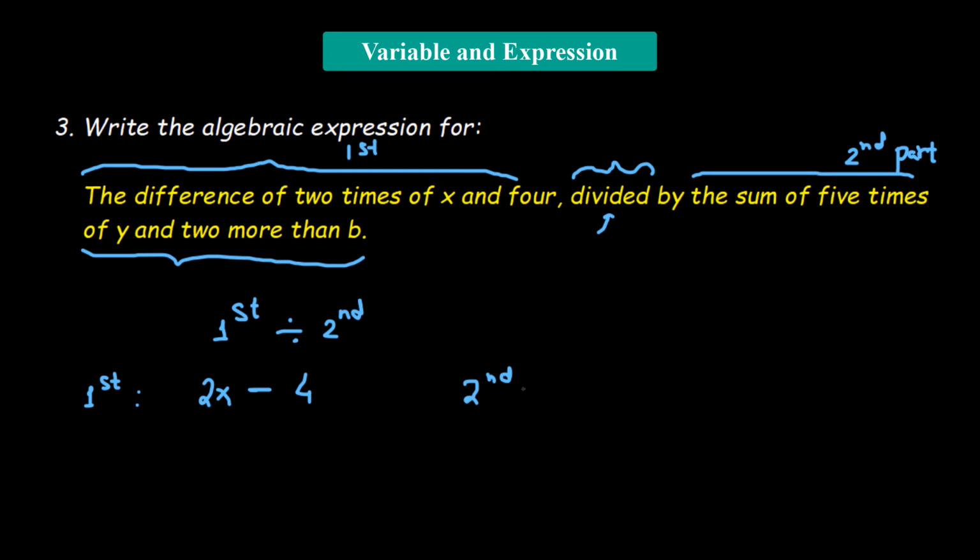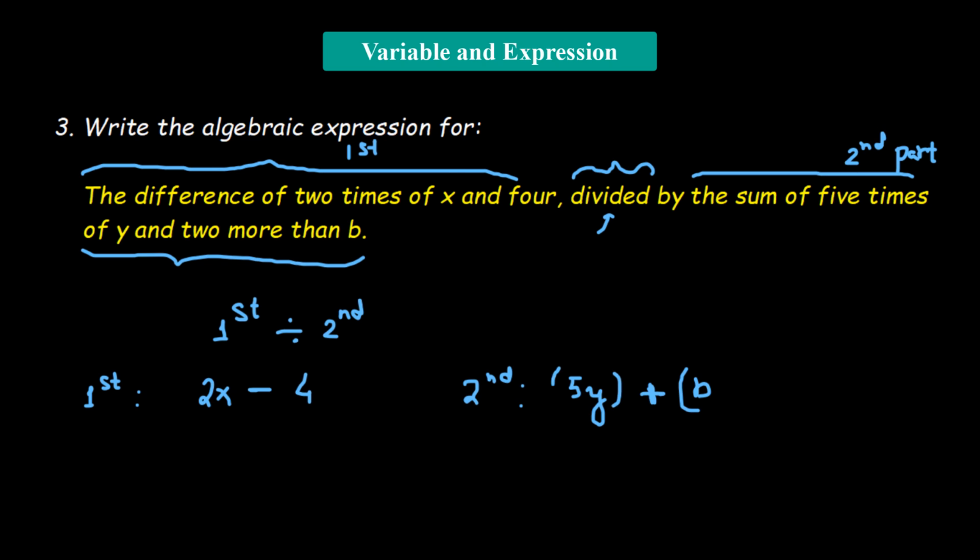The second statement states here: the sum of. That means we have to add two numbers, so clearly the addition operation is happening here. So we have the sum of. Let's find out the two numbers whose addition we need to perform. We have 5 times y, which simply translates to 5y, and 2 more than b. So we have b, and this is the second number.